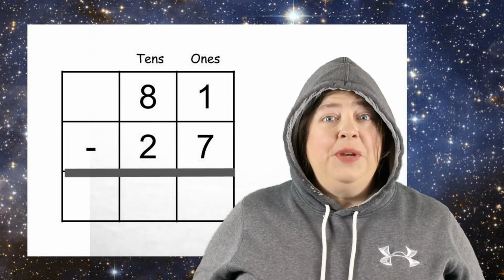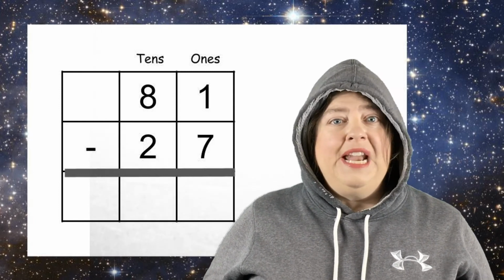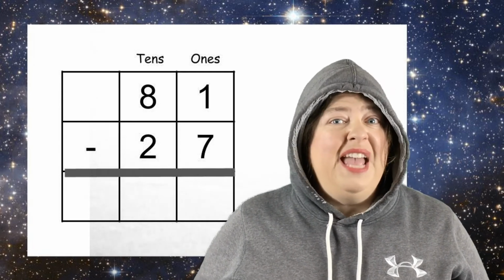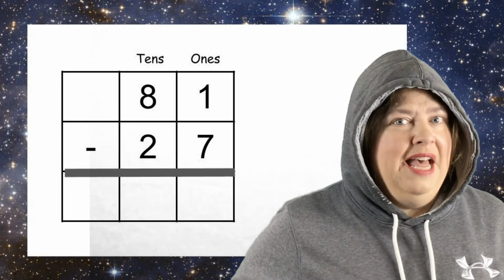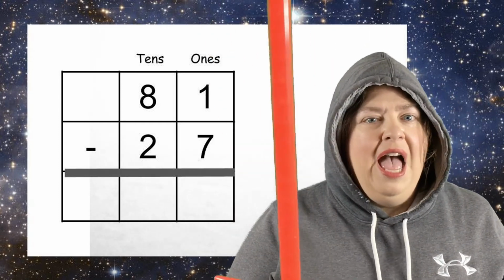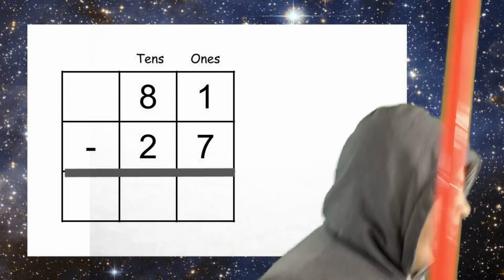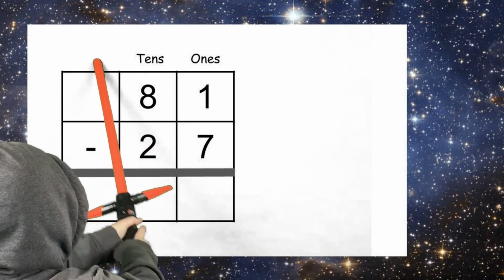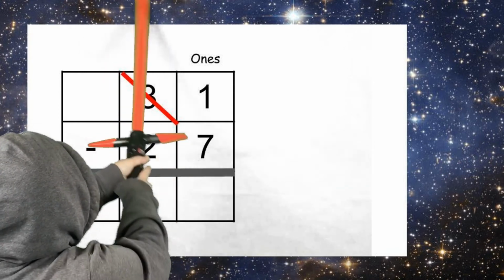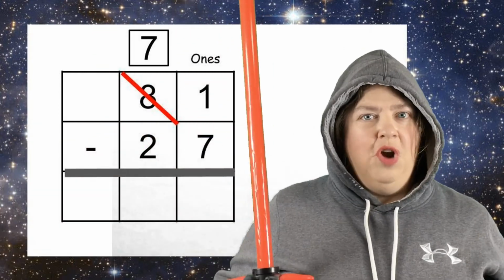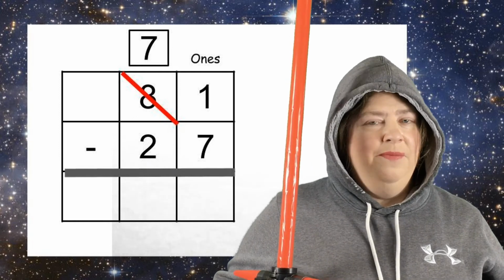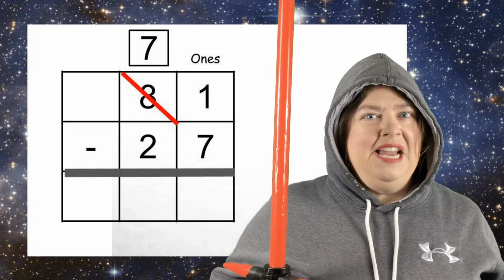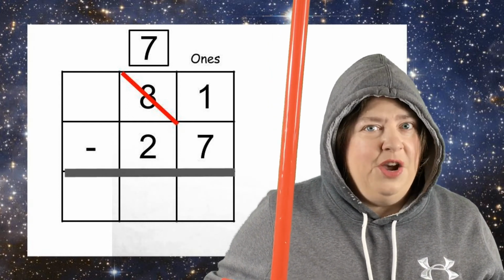So, as we looked at our ones place, we noticed that we cannot subtract 1 minus 7. So we have to go to the tens place where we have an 8. So, let's use our lightsaber and cross that 8 out. Did you cross out that 8 and make it a 7? Good job, young Jedis. But wait! We're not done until we cross out that 1 also in the ones place.